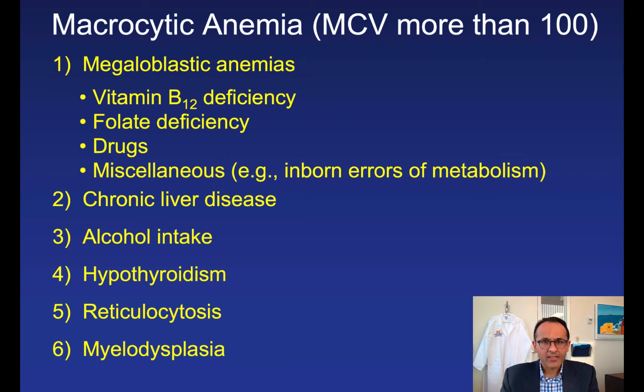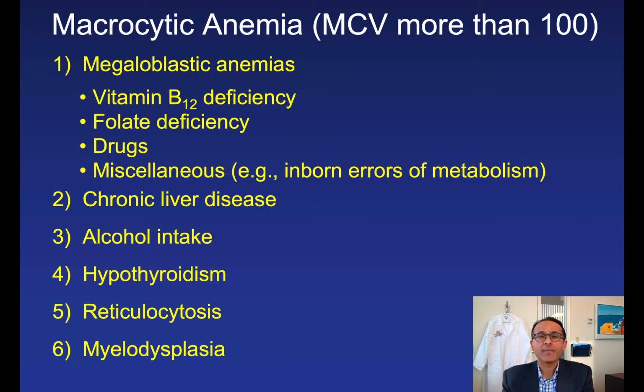So megaloblastic anemias. These are anemias that show neutrophils that are hypersegmented, 6 or more segments. The most common causes of these would be vitamin B12 deficiency. That also gives you neurological problems, folate deficiency that does not give you neurological problems, certain drugs, especially chemotherapeutic agents, and miscellaneous causes such as inborn errors of metabolism, which usually present in children rather than adults.